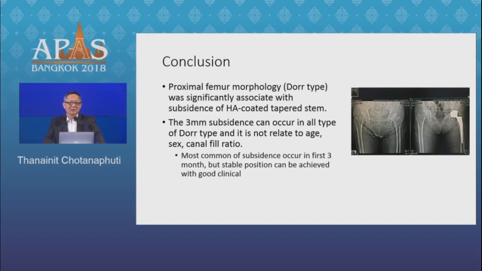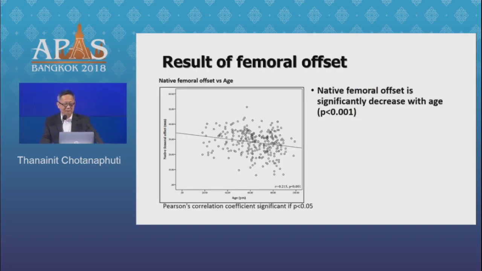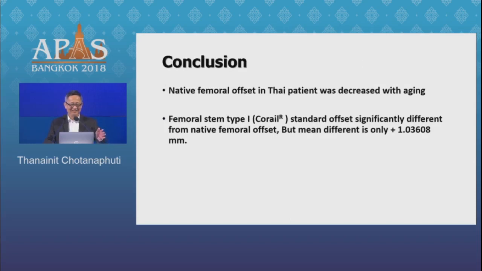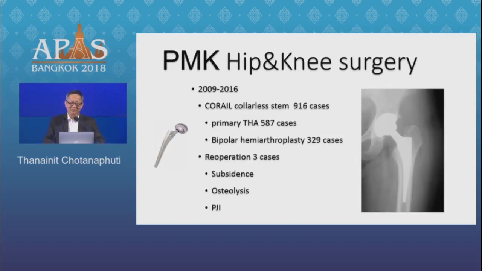For our study of 234, we don't have any case of revision of the femoral stem. We also found that there is a net offset and a little bit of change. So until now, for the minimum 2 years, we have close to 1,000 cases. We use this type of stem. We use it for primary hip and hemiarthroplasty.